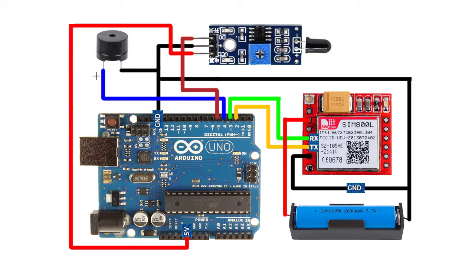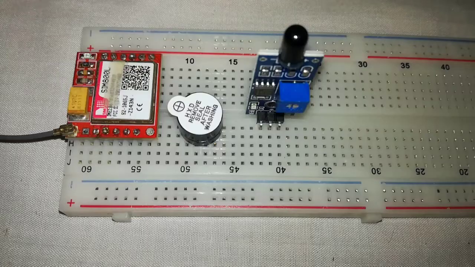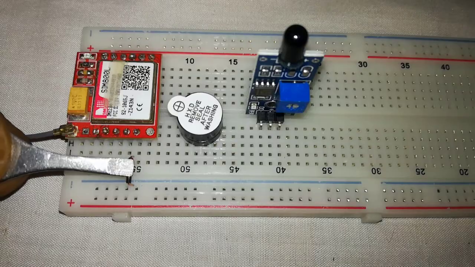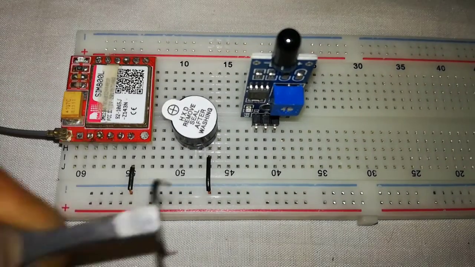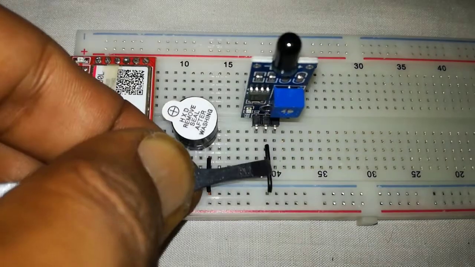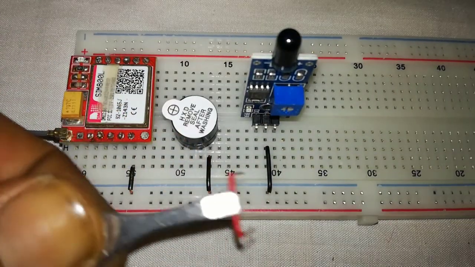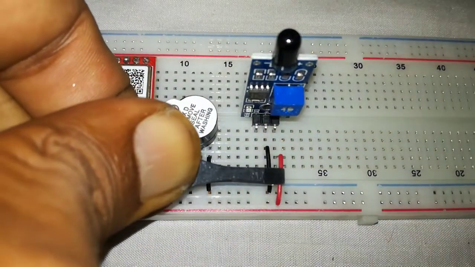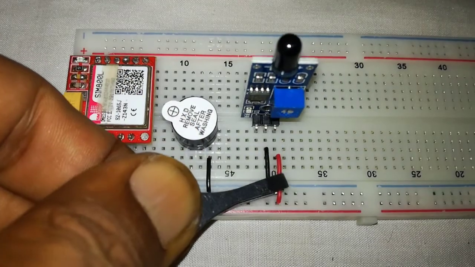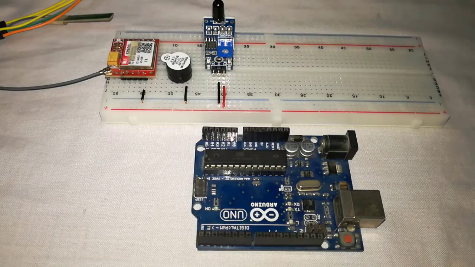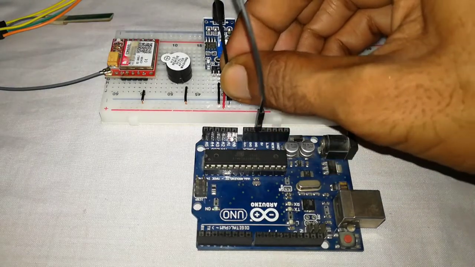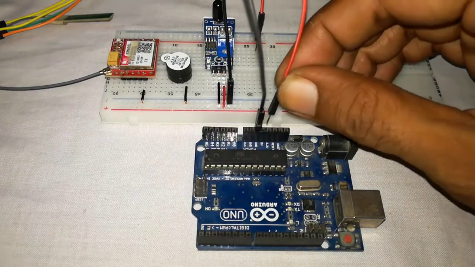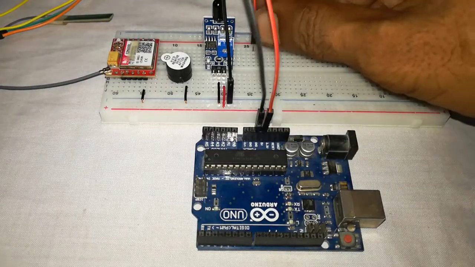This is the wiring diagram. Let's connect all the components according to the wiring diagram. Connect SIM800L ground pin, buzzer ground pin, and flame sensor ground pin to breadboard ground. Connect flame sensor VCC pin to breadboard VCC. Now connect Arduino ground pin to breadboard ground and Arduino VCC pin to breadboard VCC.